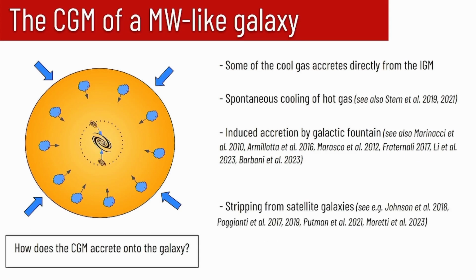And then, of course, well, here you know that you can have also stripping from satellite galaxy, and so this gas that gets stripped, this cold gas that gets stripped, can then maybe make it to the center of the galaxy and accrete into the galaxy itself. So what is actually the mode of accretion that is happening in this type of galaxy is still not clear, but it might be a combination also of all these effects.